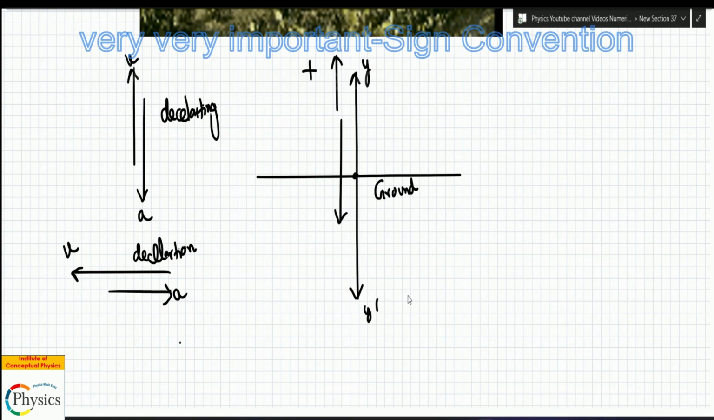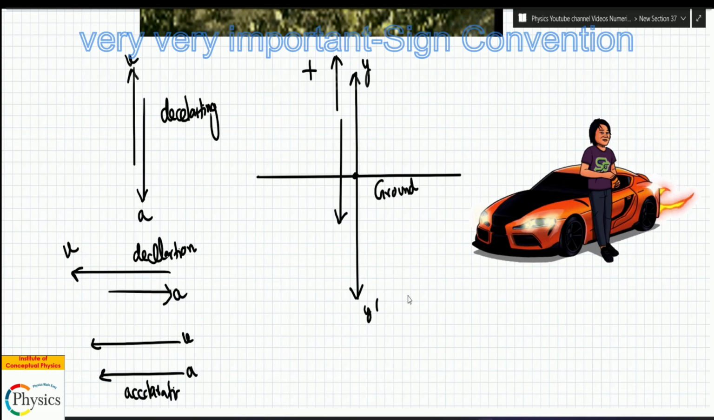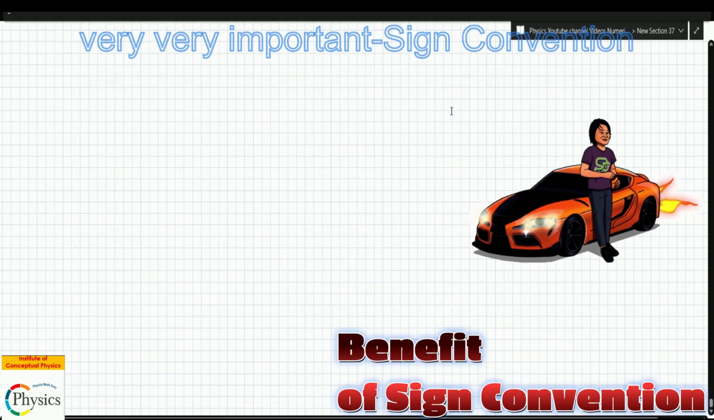However, if you accelerate, your velocity is in the same direction as acceleration. Whenever you see the velocity and acceleration in the same direction, this is your acceleration. They have to be in the same direction. So this is one thing you must know when you're solving these types of problems. You will encounter this many times. Now, a word on the concept of the sign convention.